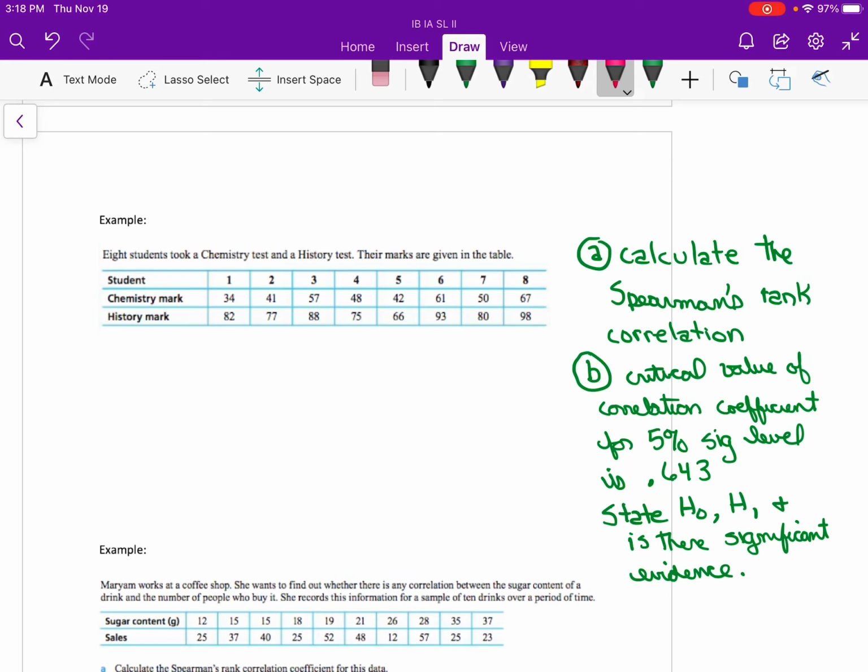So we're doing the same thing that we did before. We are just now using rank. All right, so you are going to remake a chart right here with student, chem, and history.